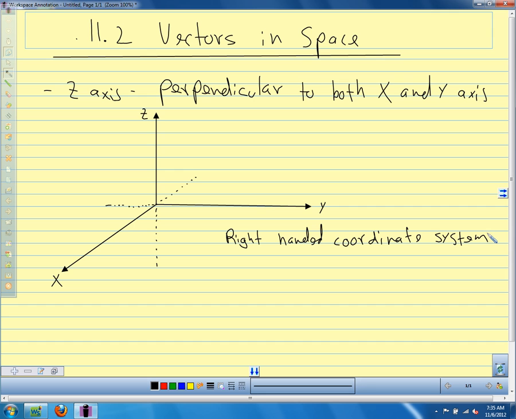If we switch them around, if we would put the fingers of our left hand in the direction of the x-axis and curl them toward the y-axis, our left thumb would point in the positive z direction, and that would be a left-handed coordinate system. So we're always going to be working with a right-handed coordinate system.